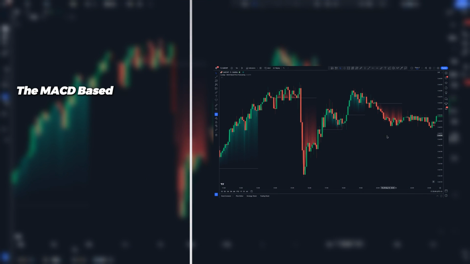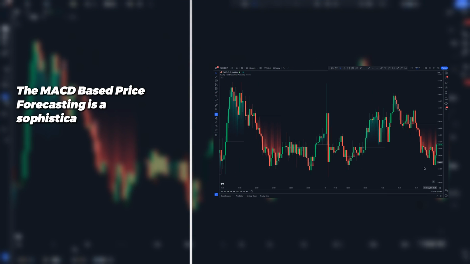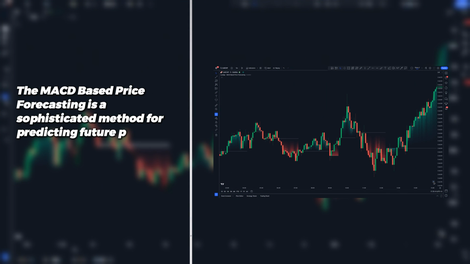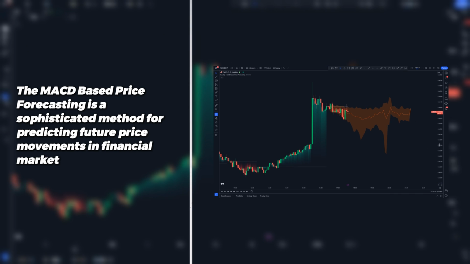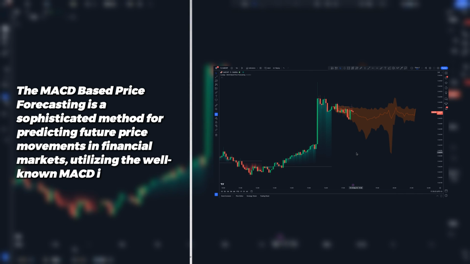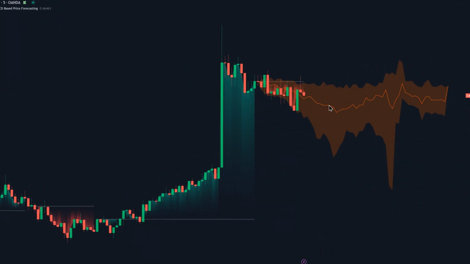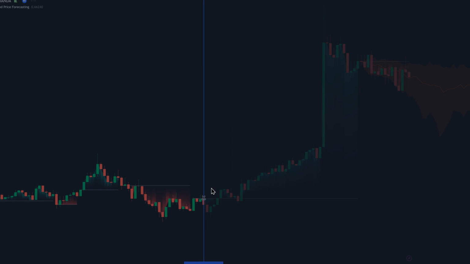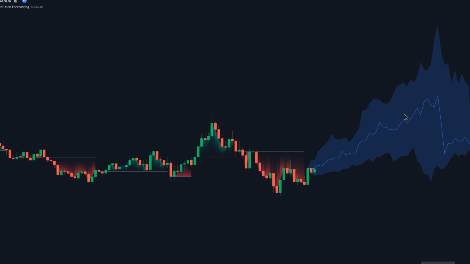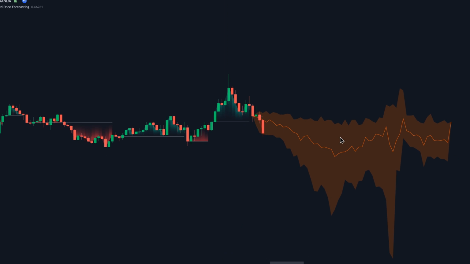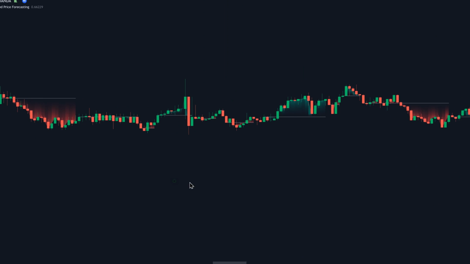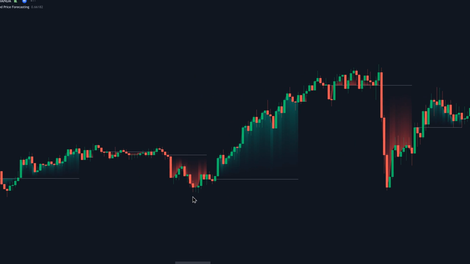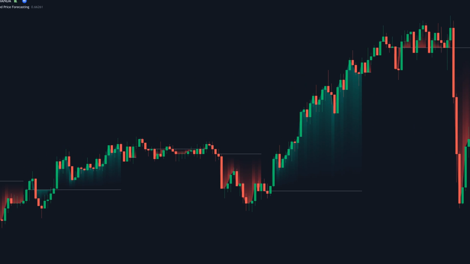The MACD-based price forecasting is a sophisticated trading tool that predicts future price movements in financial markets utilizing the well-known MACD indicator. This tool generates forecasts based on how prices have historically behaved after certain MACD signals. By observing past price movements that follow specific patterns in the MACD, the tool predicts where the prices are likely to go next. Now, this indicator is really simple.